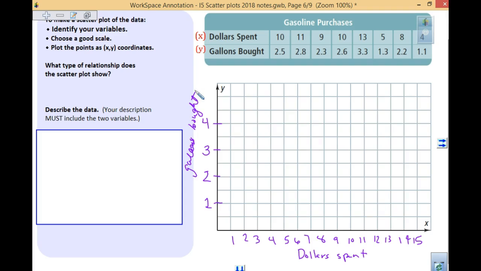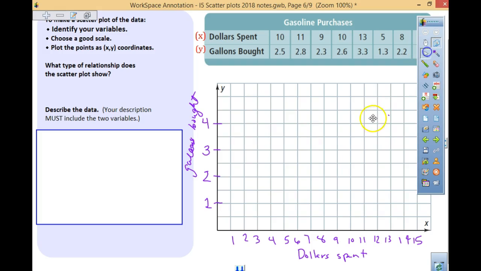So, please plot the points. At 10, 2.5, right? So 10 to 2.5. You're going to put points. 11, 2.8. 9, 2.3. So continue plotting those points. You're going to plot all of those points. They're just going to be a little point when you put them up there, right? So each one, just put a point.